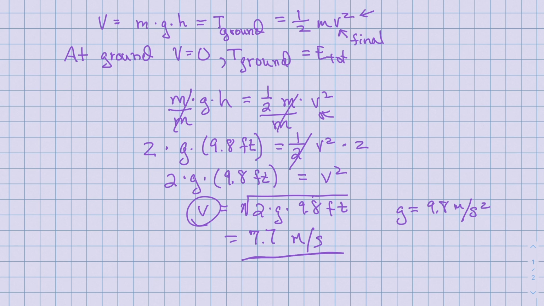So there you have it. This is how we calculate the speed of an object dropped from a particular height, recognizing that the potential energy at the top is converted to kinetic energy at the bottom, all due to conservation of energy. Ask questions if you've got them.